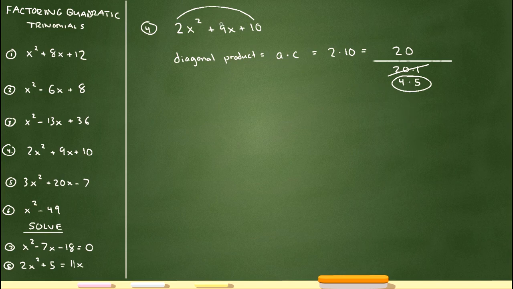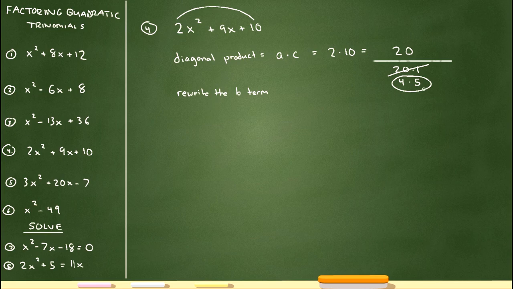So 4 and 5, those sum to 9, right? Now, the next step is we want to go ahead and rewrite the middle, instead of saying middle, we want to go ahead and rewrite the b term. Middle could mean a lot of things depending upon the order that you write it, but we want to go ahead and rewrite the b term. So we're going to write the same statement, but instead of writing 9x, we're going to write 4x plus 5x.